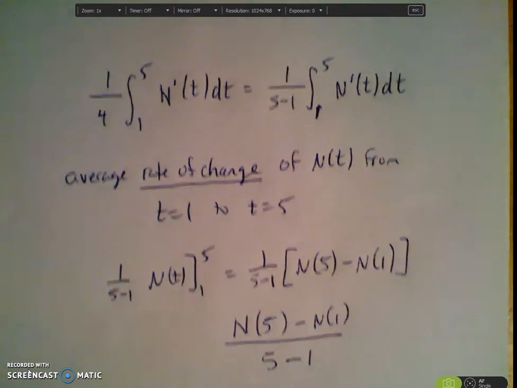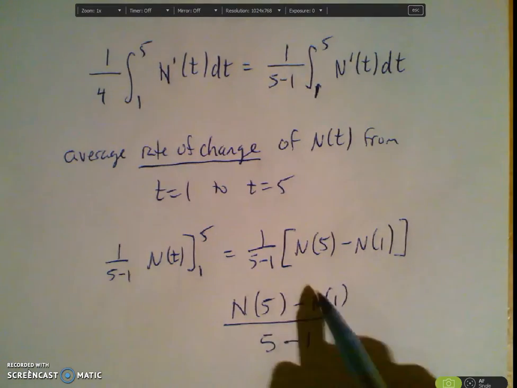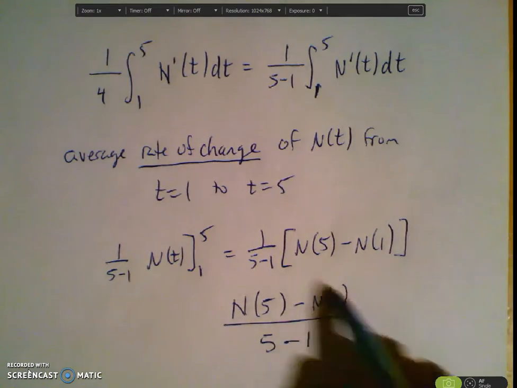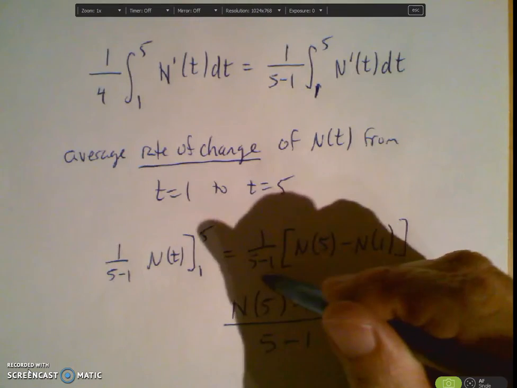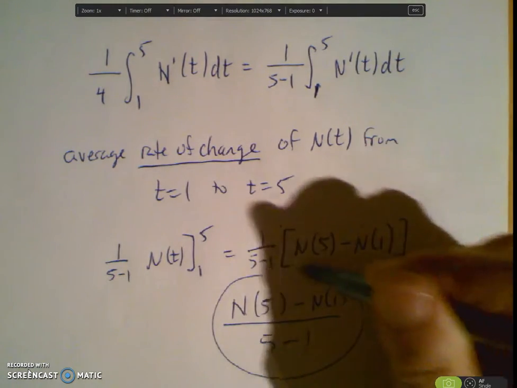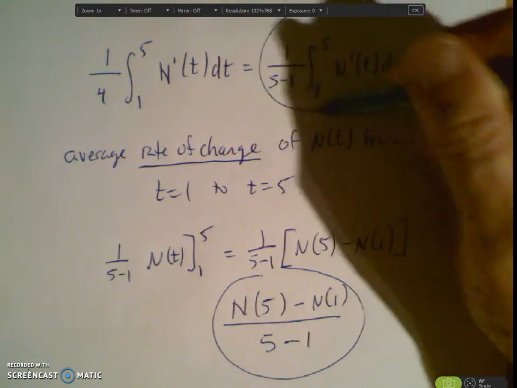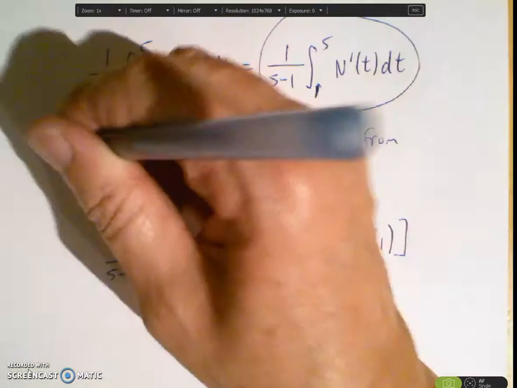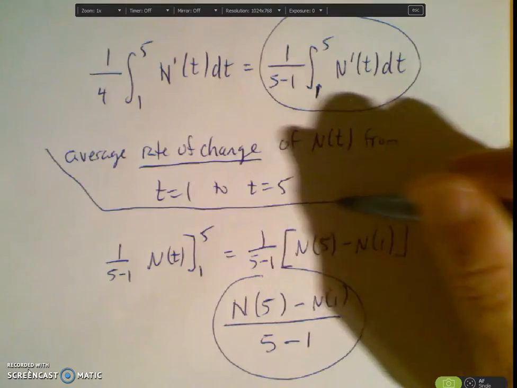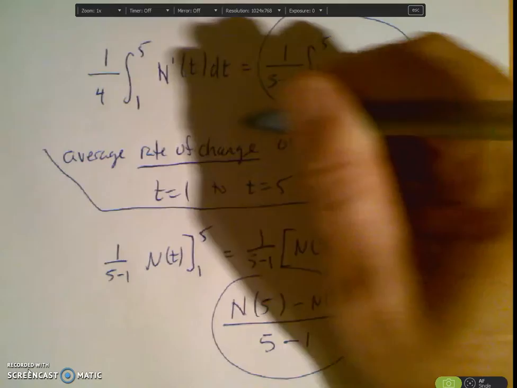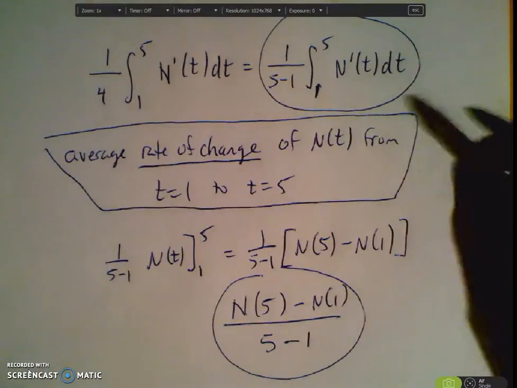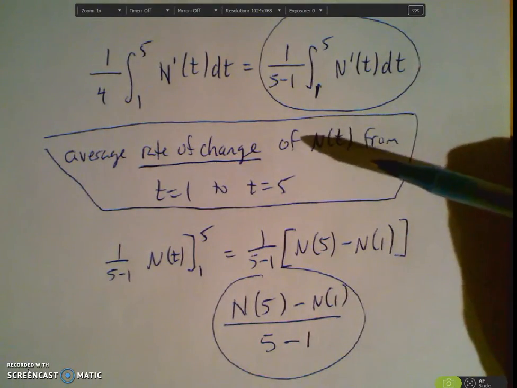You might recognize this difference quotient as being another way to find the average rate of change of n. Notice that this expression and this expression have the same interpretation. They both represent the average rate of change of n of t on the interval from 1 to 5.